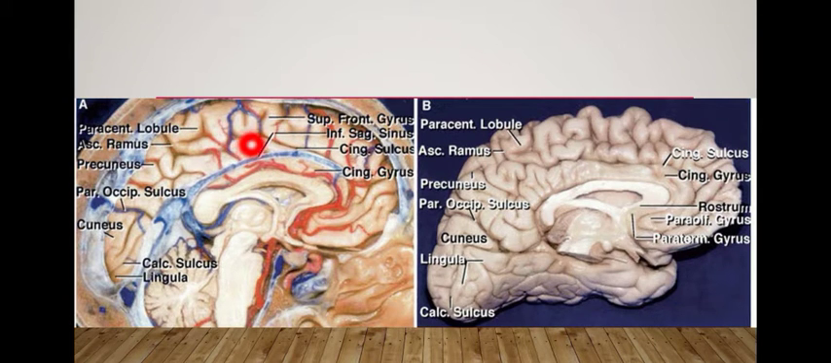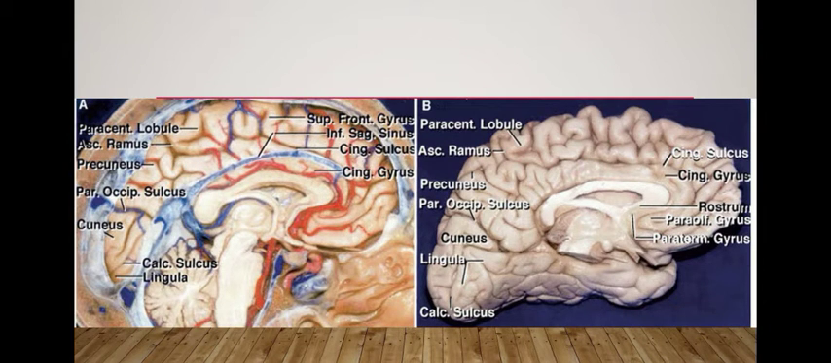The anterior boundary is formed by the paracentral sulcus. So the paracentral lobule is bounded anteriorly by the paracentral sulcus, inferiorly by the cingulate sulcus, and posteriorly by the ascending ramus of the cingulate sulcus. The cingulate sulcus does not terminate over here, but it continues posteriorly to give way to another sulcus in this region that is known as the subparietal sulcus.